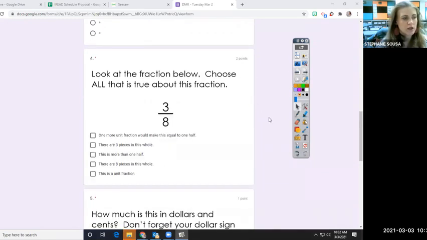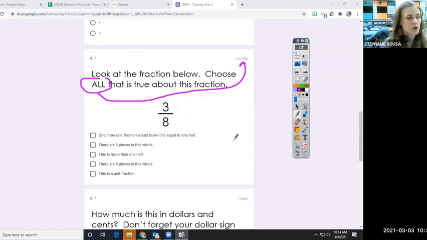Next one, look at the fraction below. Choose all, which in this case means 2, that is true about this fraction. We did a pretty good job here. We know that 3/8 tells us that there are 8 pieces in the whole.